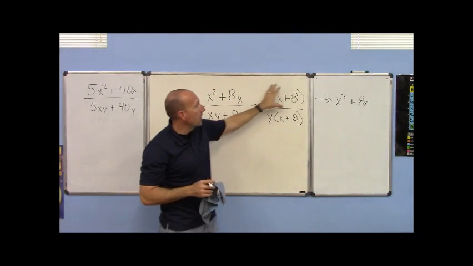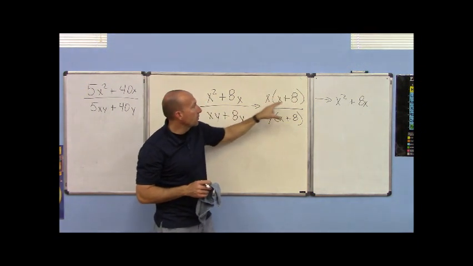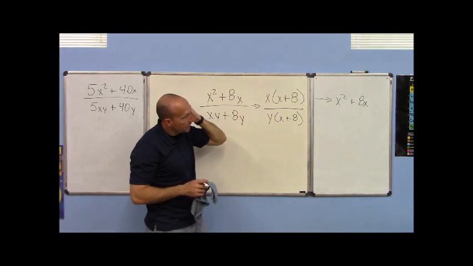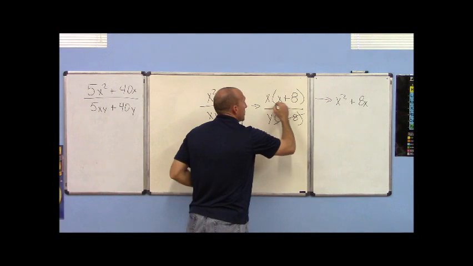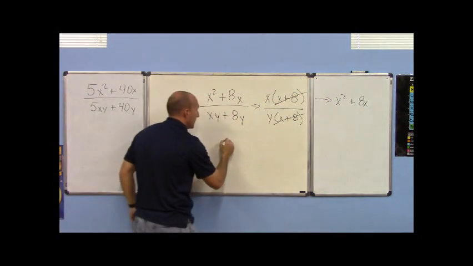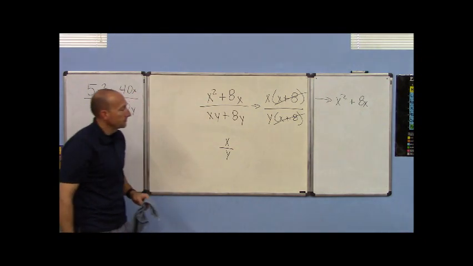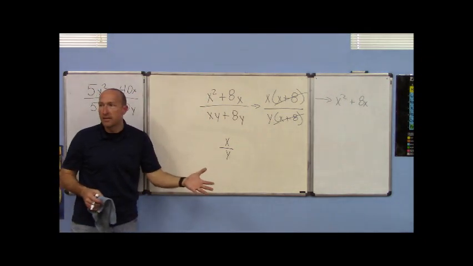Because as of right now, this becomes pretty much one term because of the multiplication that's taking place, the grouping and the multiplication. So what we have here is we can factor out x plus 8, and we are simply left with x over y. Now, we cannot simplify this anymore.